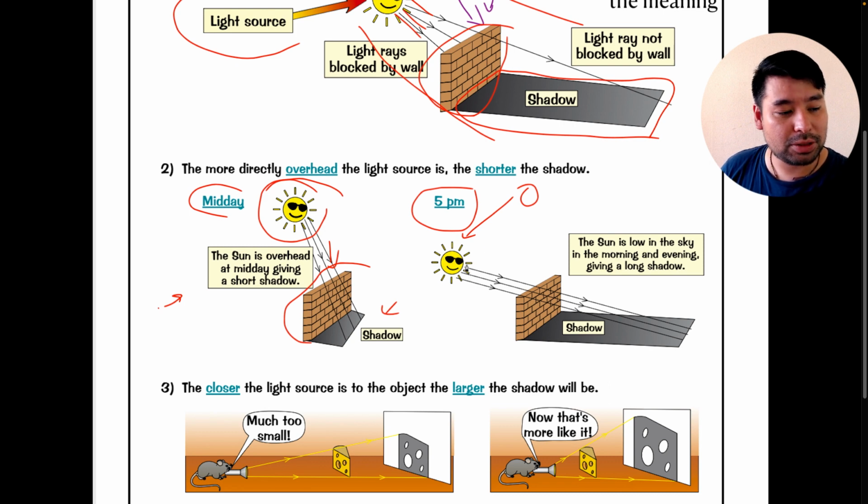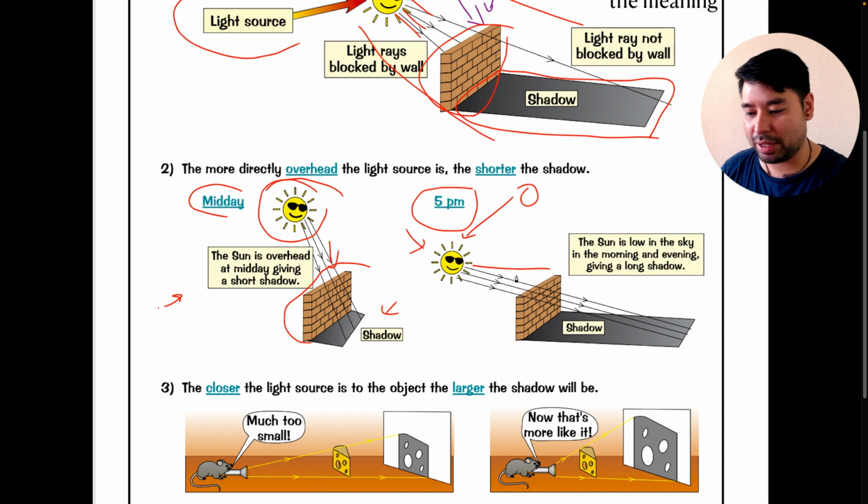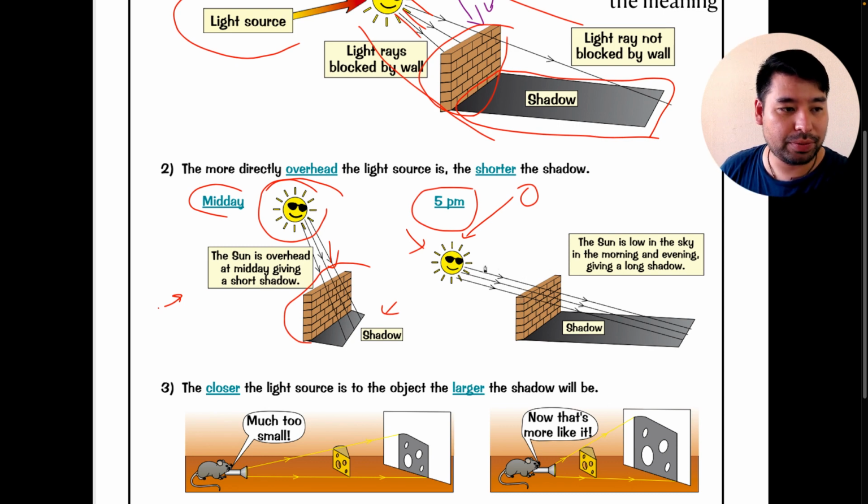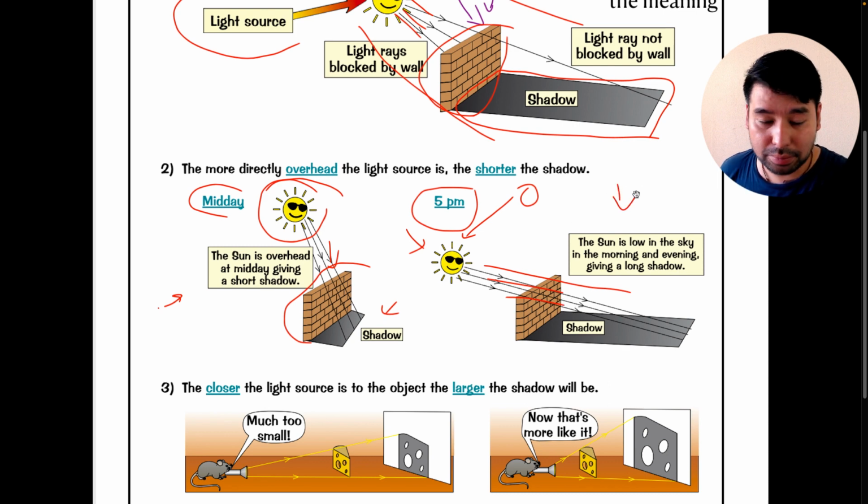And then, of course, as it is the source of light, the light source, the shadows will change directions, right? So we can see that this line is here. Again, what do we have here? The sun is low in the sky in the morning and evening, giving a long shadow. So you see, depending on the time and the position of the sun, the shadow will be projected differently. But this is really basic science study, right? So no problem, I guess.